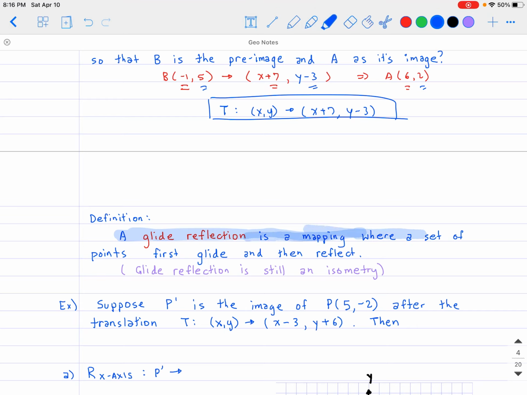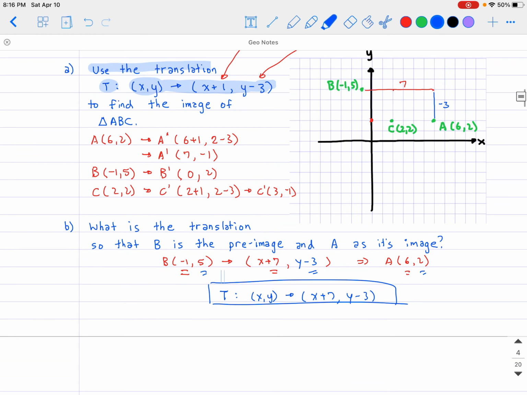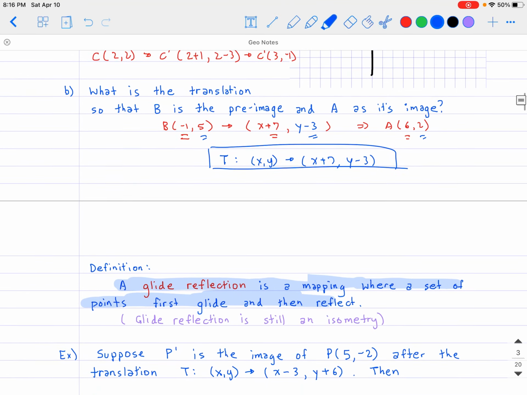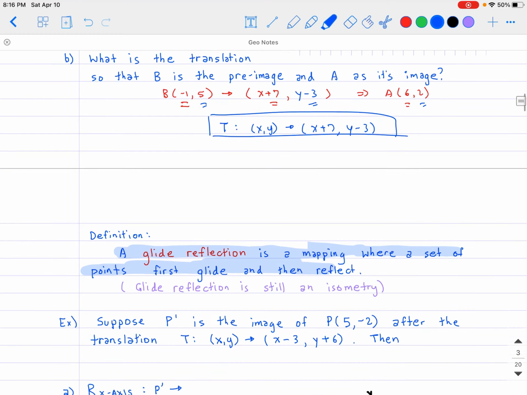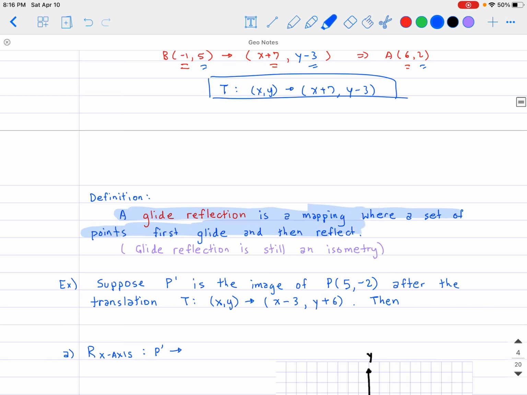A glide reflection is a mapping where the set of points first glides and then reflects. So what that means is we're going to take a point and apply this glide, or this translation, to it, all the stuff that we've been doing so far in this section. And then afterwards, we're going to reflect on top of that. Like I said, it's just a combination of this section and the previous section. It's a way of saying that you can do more than just gliding and just reflecting. You can do a combination of both. Hence, that's why it's called a glide reflection. Now, does it necessarily mean you have to glide and then reflect? No, you could reflect and glide, but this is just one example of it.